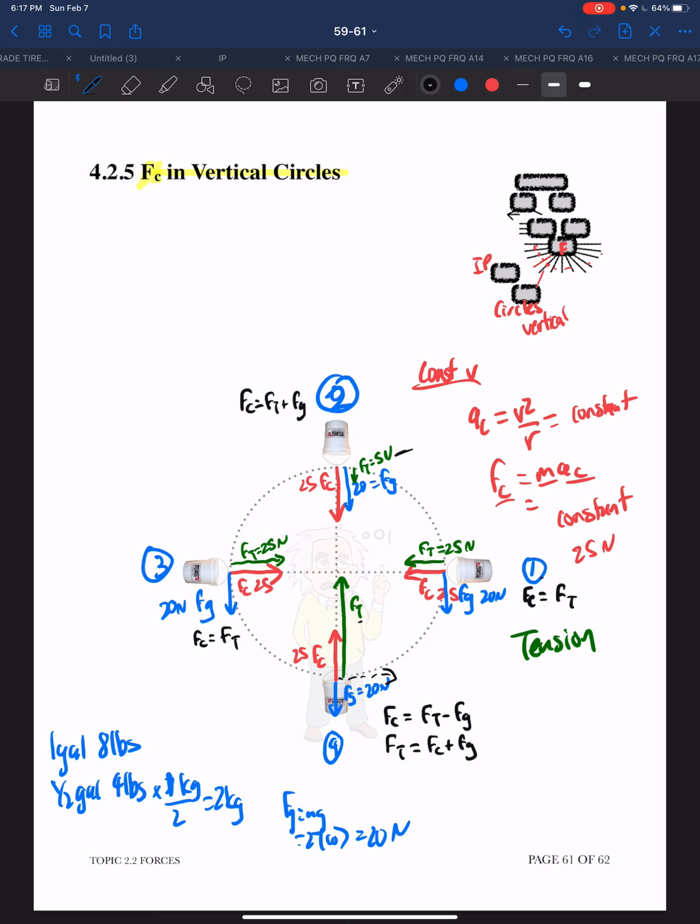And of course, you can imagine that if we were to put water in these buckets and we didn't want it to fall on our heads, we would need the bucket to have an acceleration greater than or equal to 9.8 meters per second squared. It's in that instance that the water will not fall on our heads. And that's vertical circles.